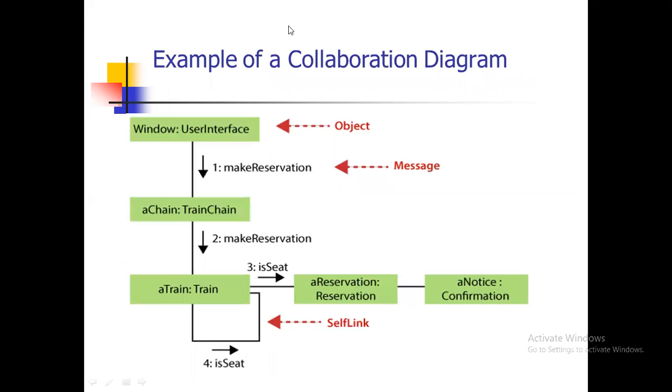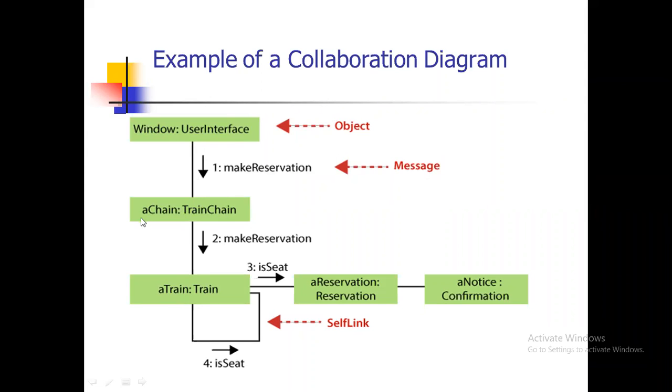Then see the example of a collaboration diagram. See the objects: the object name is window and the class name is user interface. See the representation of the object here: window is the object name, then colon, and the class name is user interface. Then this is the association, see this plain arrow here.